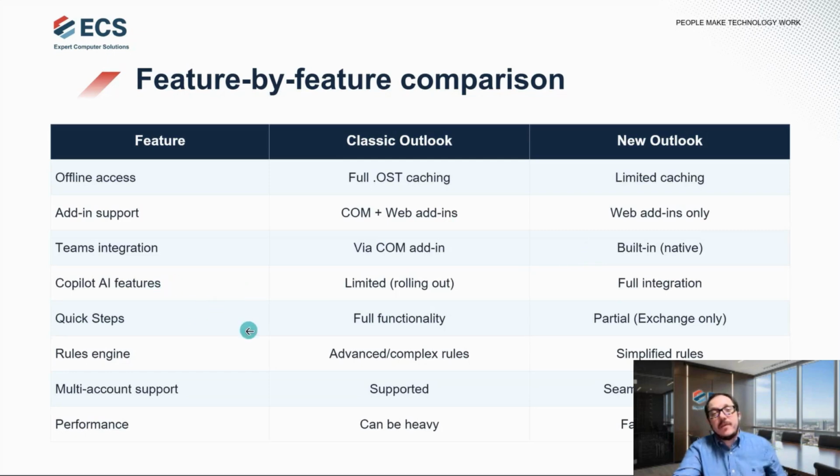Copilot AI features. Classic Outlook had limited features. It was almost like an add-on panel that adds to it, versus the new Outlook, which has full integration with Copilot AI. Quick steps. You have full functionality. So what quick steps are is, let's say you wanted to move a file to a specific folder.